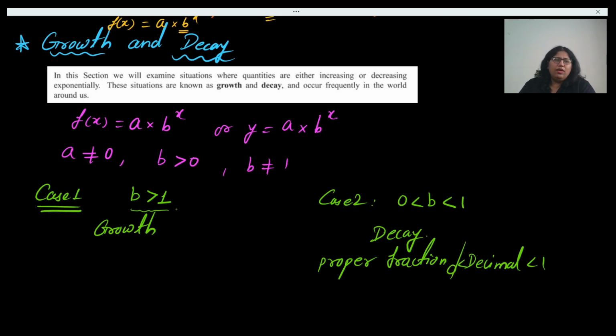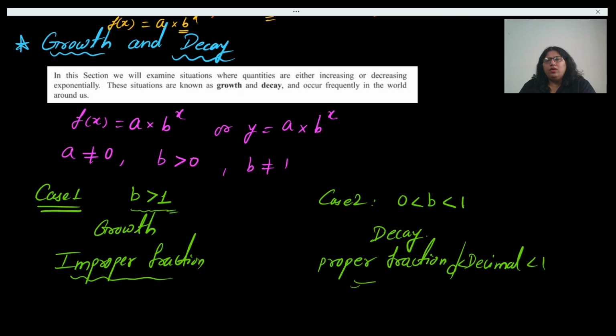Here also the value can be a decimal. Because it is more than 1, you will always get it in improper fraction form, or the value can be any decimal which is greater than 1. Decimal or whole number, anything you can get.